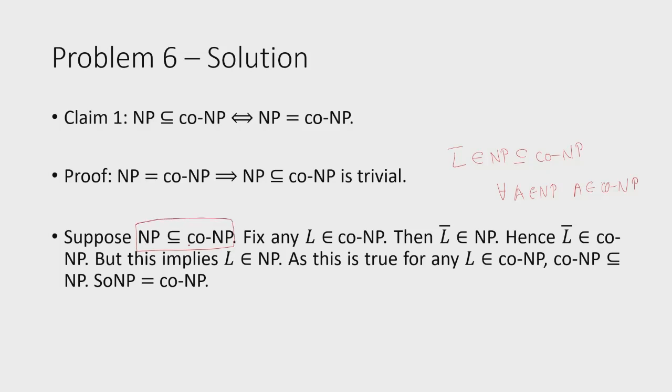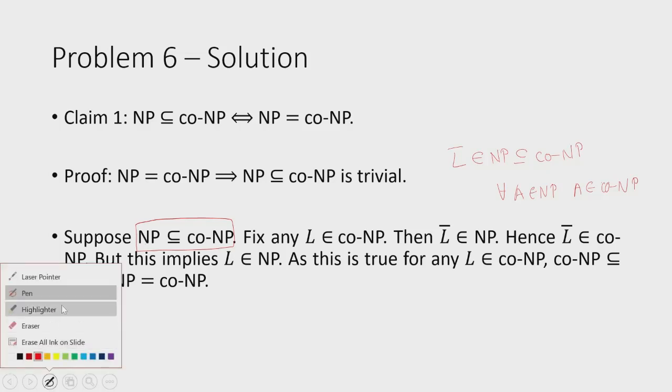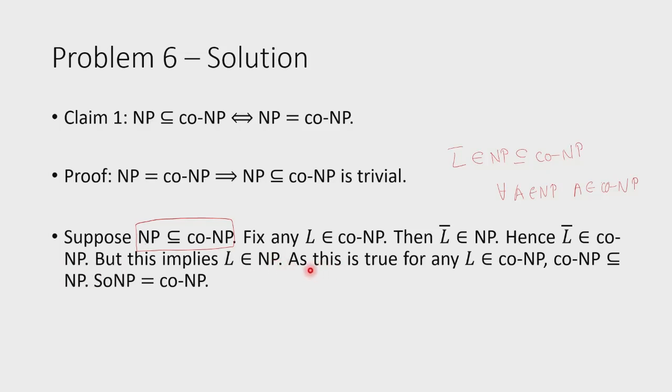But this implies that L is an element of NP. This is true for any arbitrary language L in co-NP. So for every L in co-NP, L is also in NP, which means co-NP is a subset of NP. So NP is equal to co-NP. We reached the same conclusion. Basically, this implies that these two statements are equivalent.